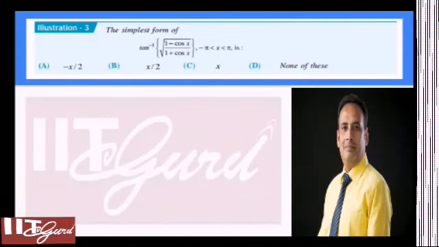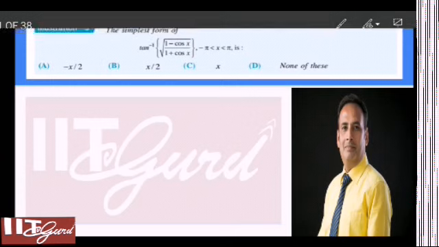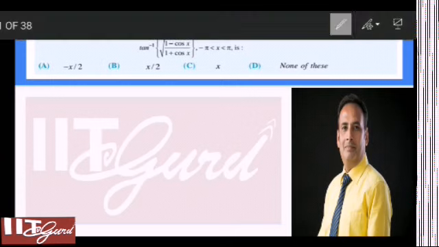Let me check the question once again. The question is tan inverse of the square root of (1 minus cos x) upon (1 plus cos x), and x lies between minus pi to plus pi, meaning the negative part of x is also there and the positive part of x is also there. Option A is minus x by 2, B is x by 2, C is x, and D is none of these. So let us solve this question.